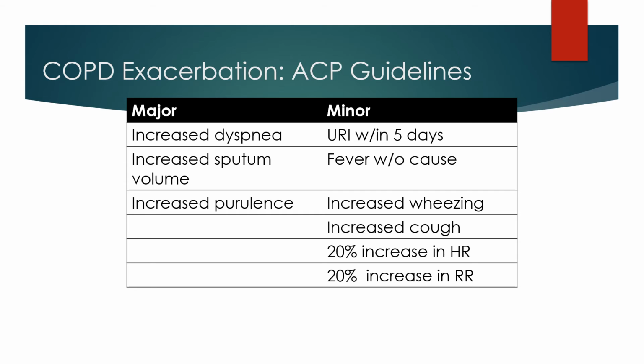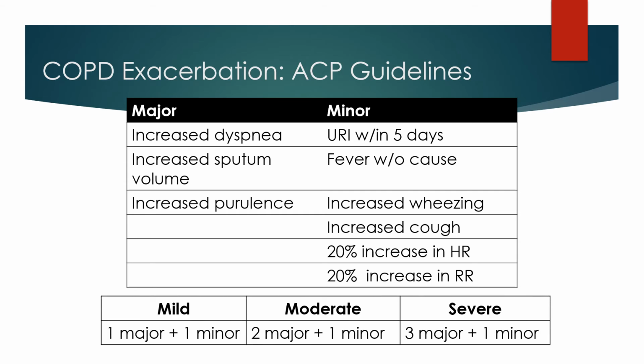One of the more common guidelines used was made by the American College of Physicians. It divides COPD exacerbations into mild, moderate, and severe based on major and minor criteria. So you can read through the criteria to determine the level of COPD exacerbation. However, clinically, you need to determine based on your assessment whether a patient is sick or not sick and let this guide your treatment.